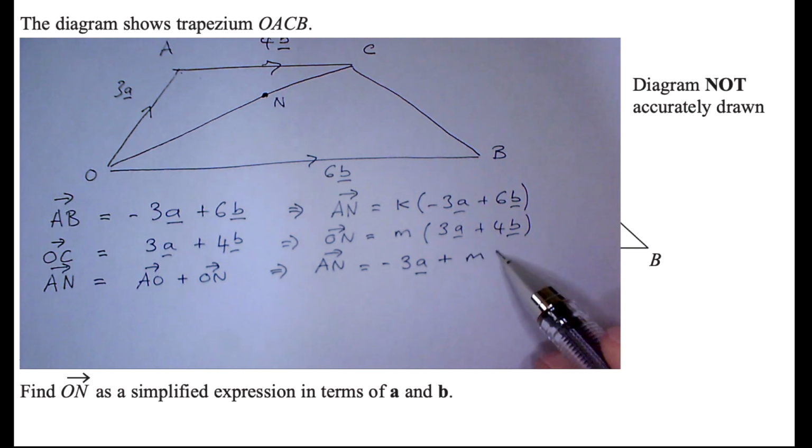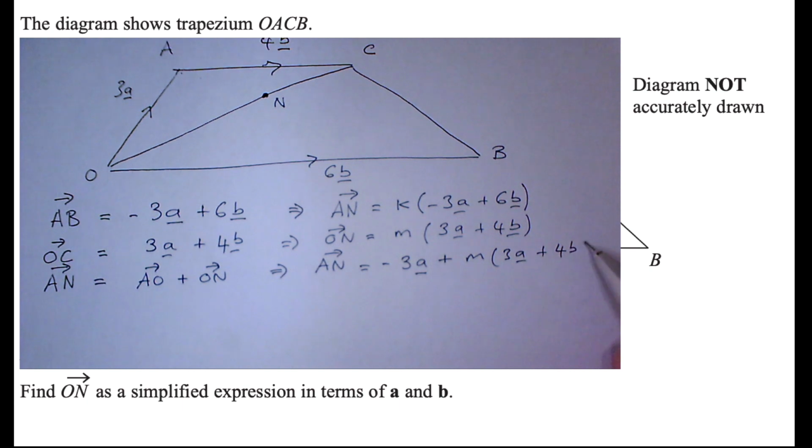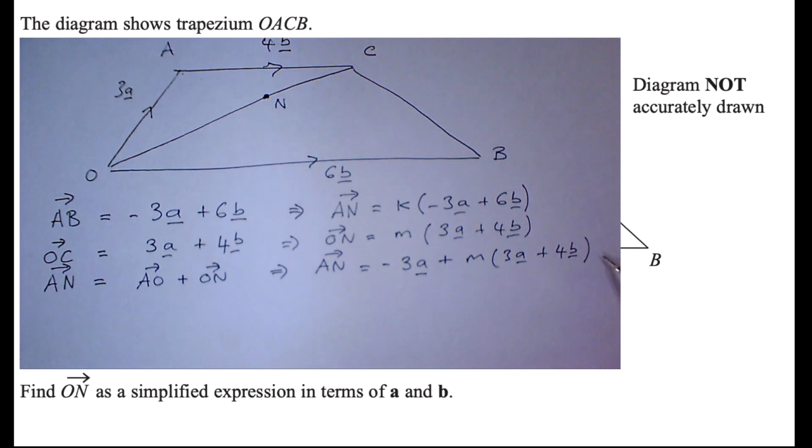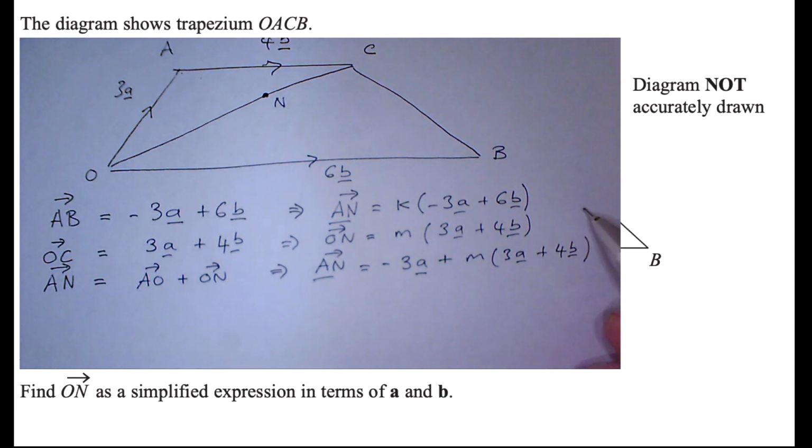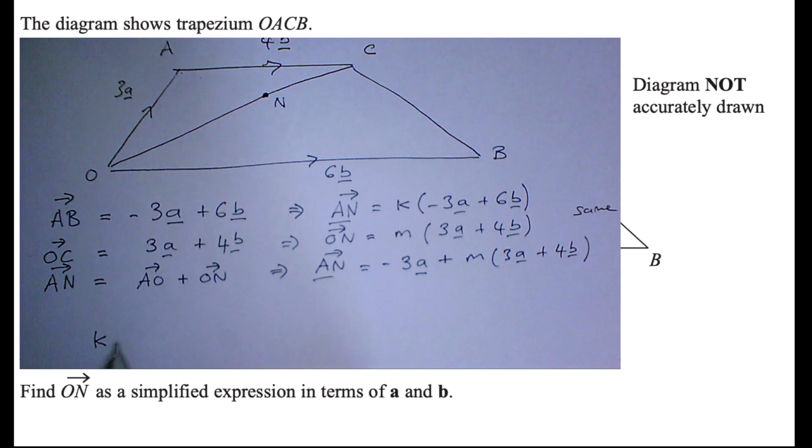Okay, so now I've described two different paths between A and N. But they must be the same, because they're starting from the same place and they're going to the same place. So I can write down that my first way of getting from A to N is exactly the same as my second way of getting from A to N. And that's what I'm doing now, I'm equating them.